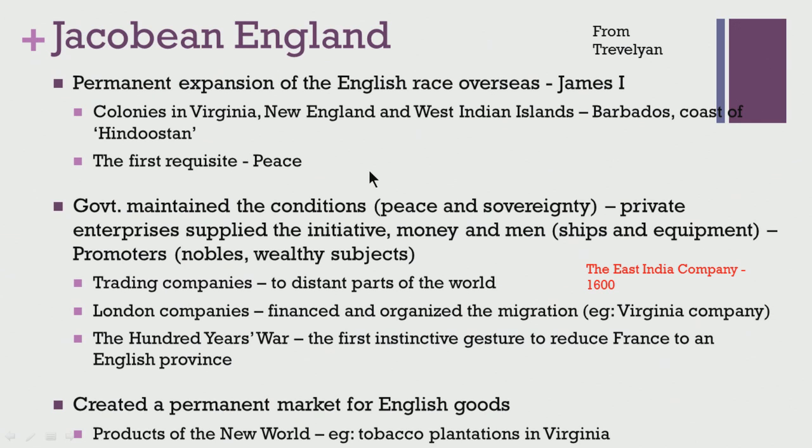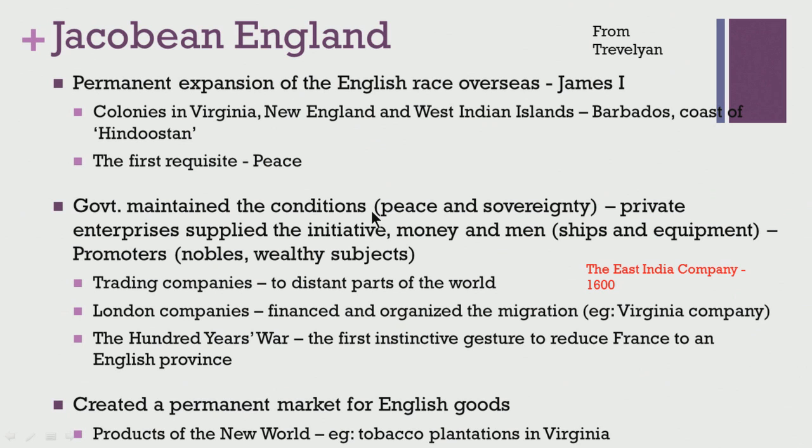17th century onwards. And Trevelyan has an interesting point to make, connecting the 100 Years' War and the later colonial expansive mode that England was in. He notices that perhaps there was an instinctive gesture made by England even during the 100 Years' War by trying to reduce France to an English province. Though that was an unsuccessful attempt, we do find that the seeds were germinating from then onwards, and it successfully brings about a kind of fruition from the Elizabethan times onwards.